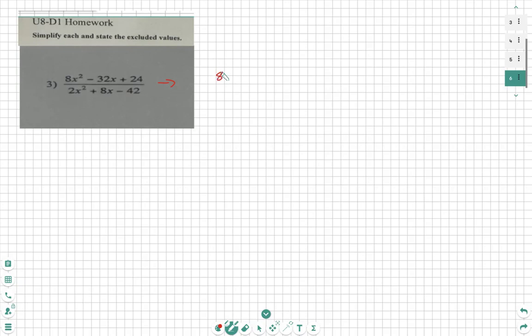So the top, I can pull out an 8. This becomes x squared. 32 divided by 8 is 4, so minus 4x. And then 24 divided by 8 is 3. So that's what the top simplifies to. Next, we see that the denominator we can pull out a 2. We get x squared plus 4x minus 21.